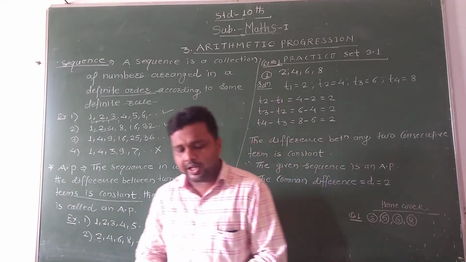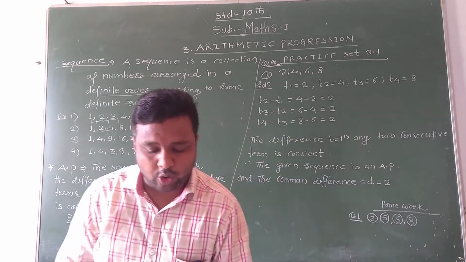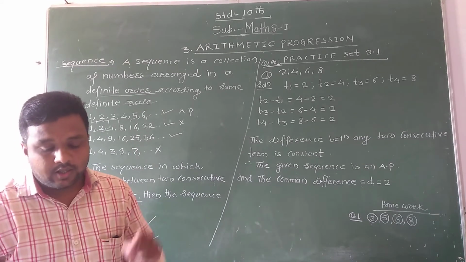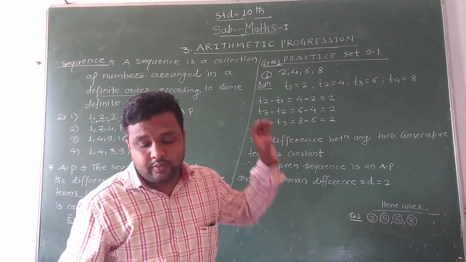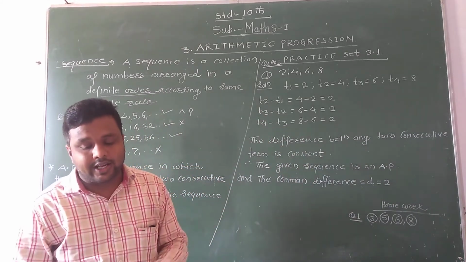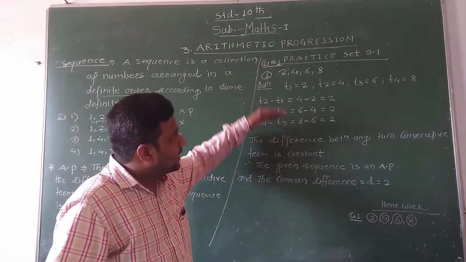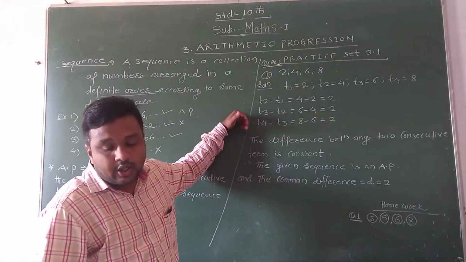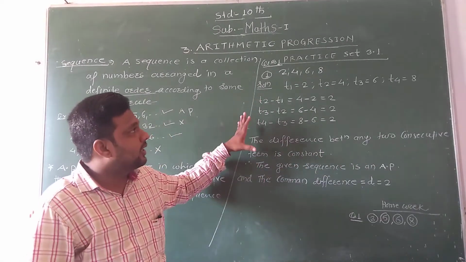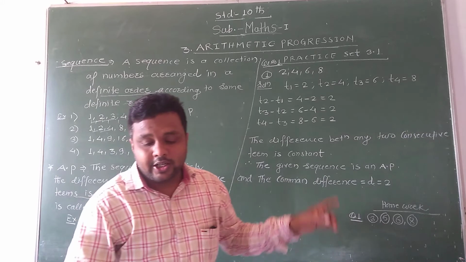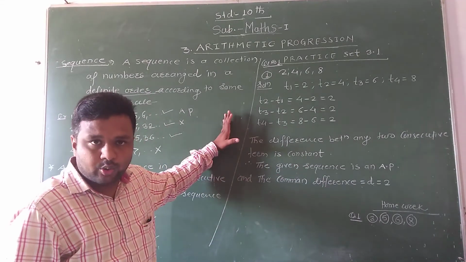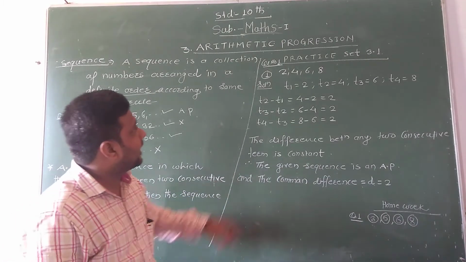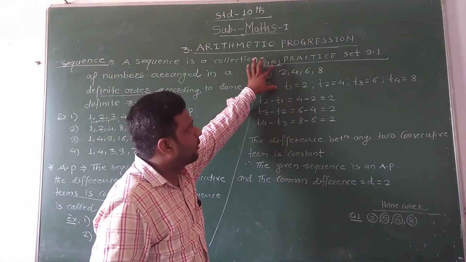Okay, now we see some examples from practice set 3.1. Here I explain the first question. What is the first question? Which of the following sequences is an arithmetic progression? This means some example sequences are given, and you have to identify which sequence is an arithmetic progression. If it is an arithmetic progression, then we also have to find the common difference. Okay, now here I take the first example from question number 1.